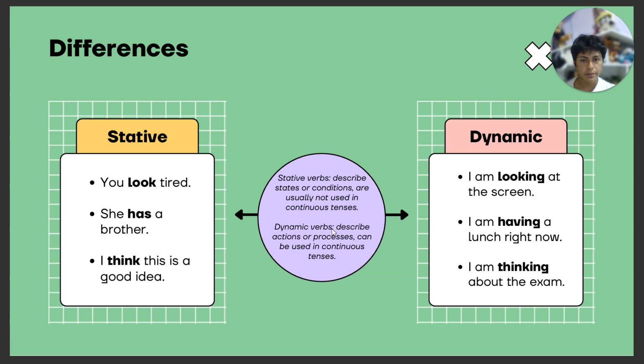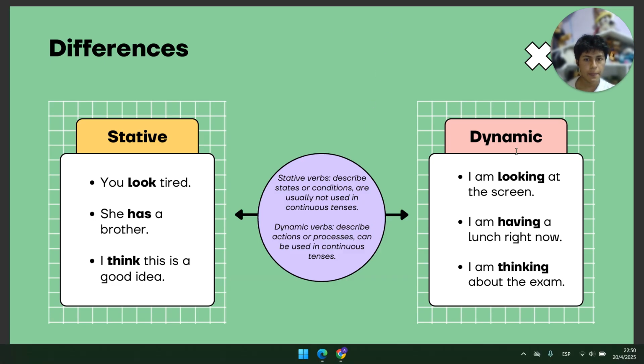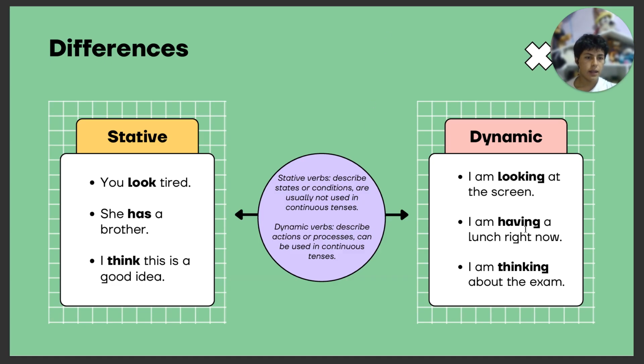She has a brother. Here has is a stative verb because it describes possession, a state that remains constant and doesn't involve an action happening. I am having lunch right now. Having is a dynamic verb that describes an action in progress. It's used in the present continuous to indicate that the action of eating is happening at this moment.